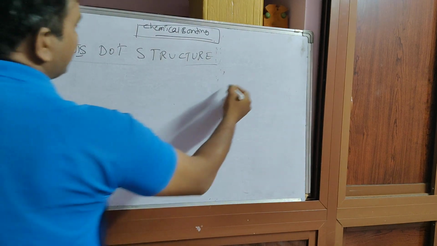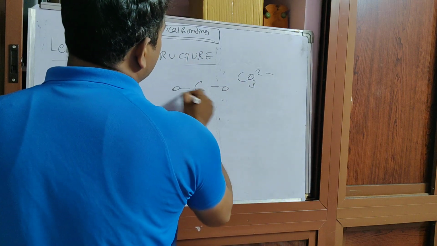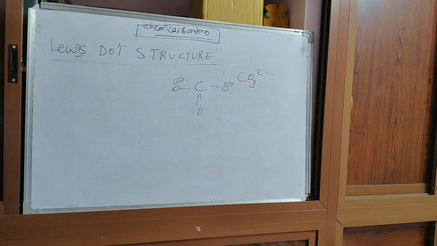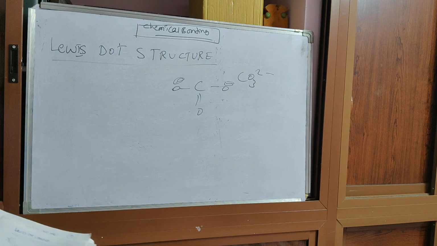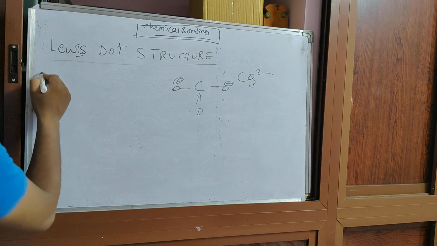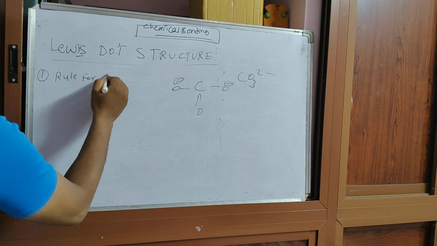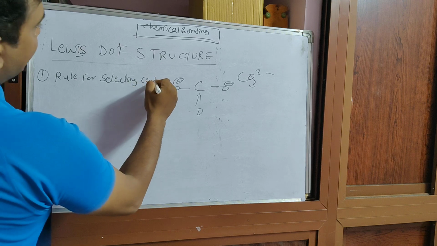First, if you take for example CO3 2 minus, carbon and oxygen, with a double minus charge. How do we draw this? First we have to find out the central atom. How can we identify the central atom? Rules for selecting the central atom.